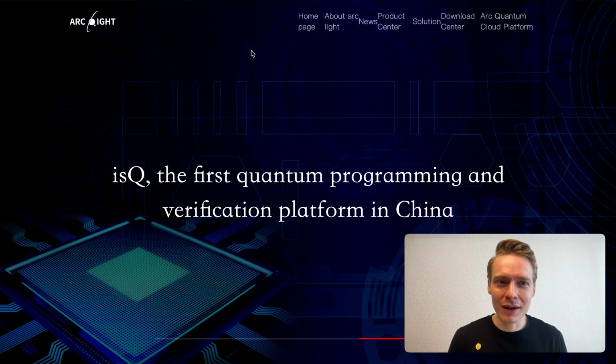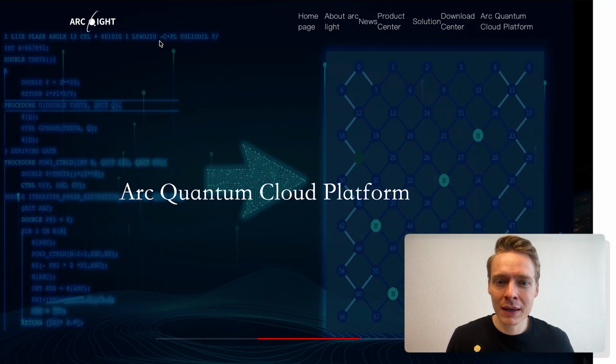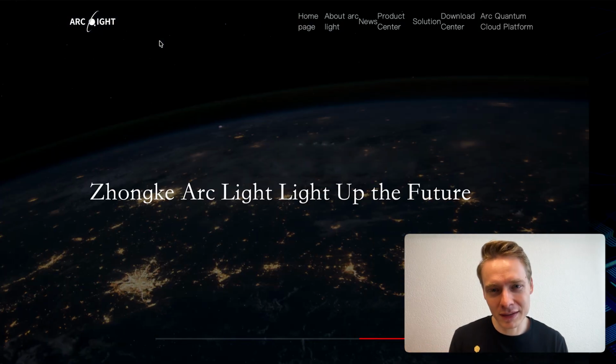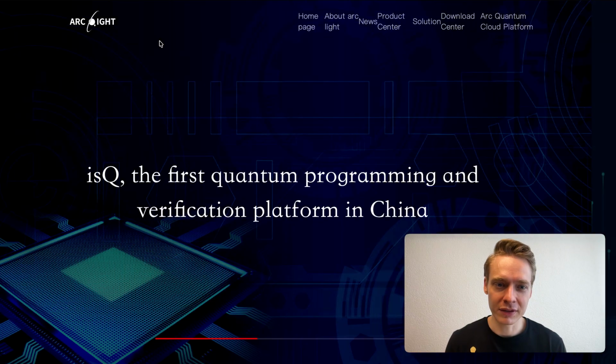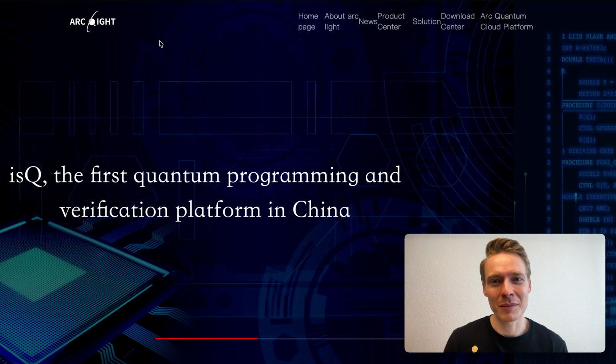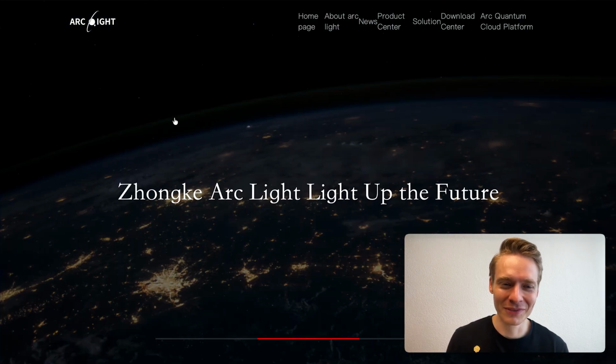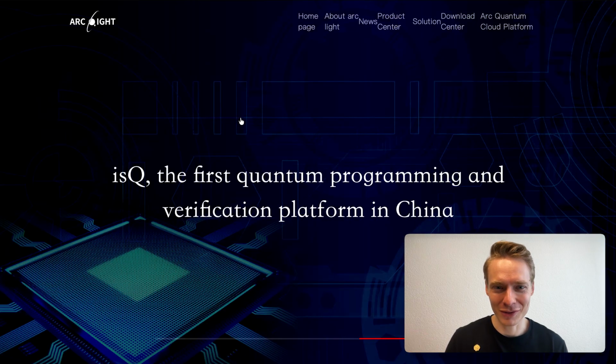So here we are on the website. It says ArcLight or ArcLight Quantum. I have already turned on the translator of my browser so that we have everything in English, because originally the website is in Chinese and I think there's no English version of it available. So if something sounds a bit odd, it's probably the translator of the browser. I guess on the website in Chinese it all makes sense, but my Chinese is not good enough, so I cannot really understand anything from that unless I turn on the translator.